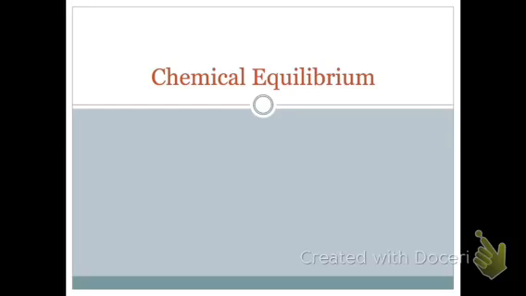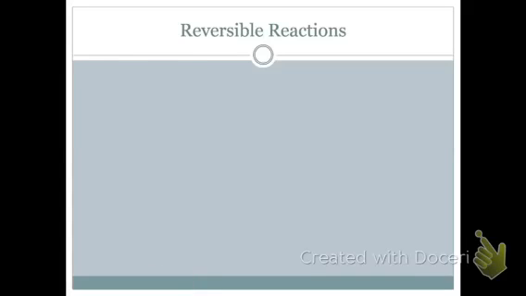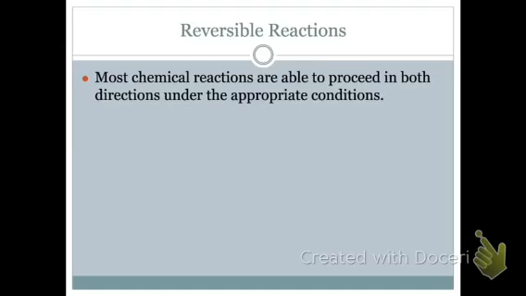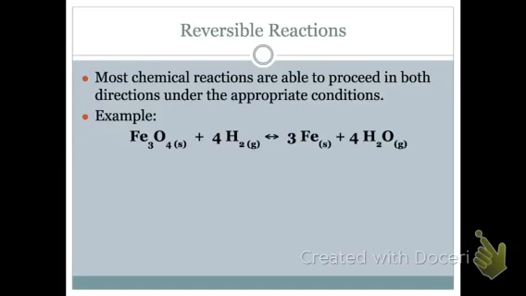Today's video is over chemical equilibrium. It's part 2 of a series that we started yesterday. Equilibrium is dealing with reversible reactions, and most chemical reactions are able to proceed in both directions under the appropriate conditions. An example would be this equation right here.